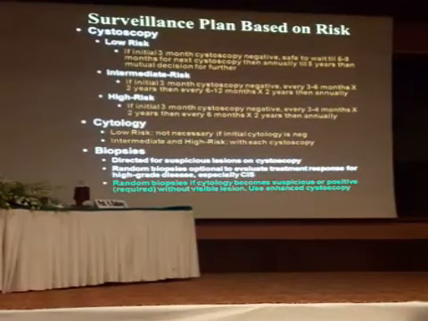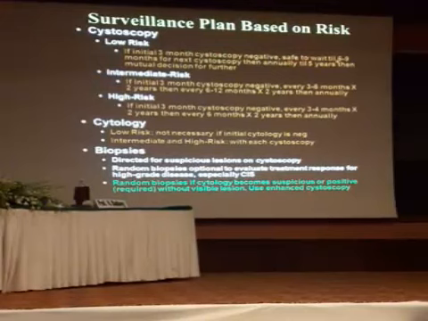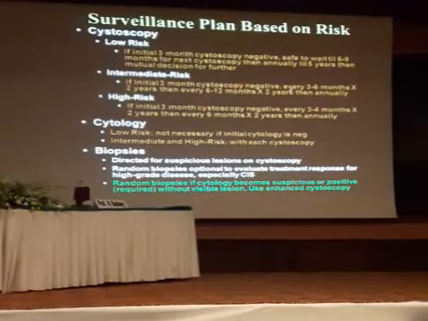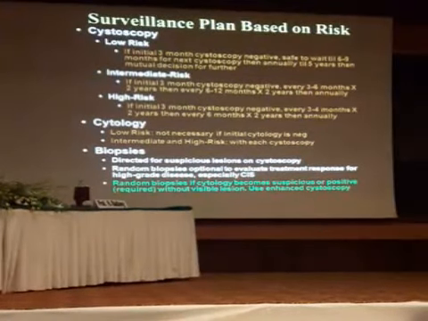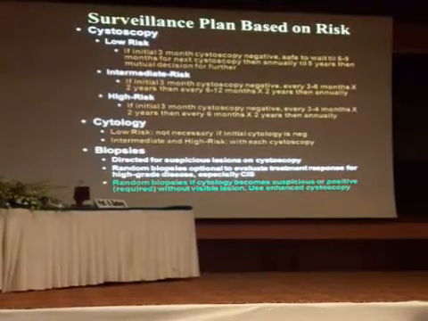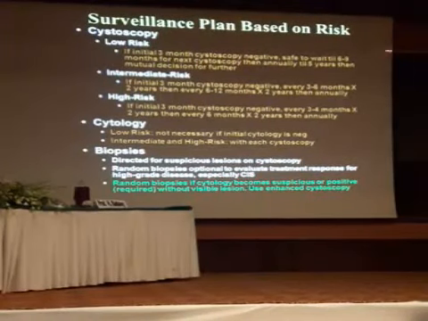It's just a matter of where. So surveillance plan based on risk: low risk, 3-month cystoscopy. If it's negative, you can wait 6 to 9 months before you do the scope again. Intermediate risk, 3-month cystoscopy. If it's negative, every 3 to 6 months times 2 years, then you can space it out after that. High risk. With the high risk folks, I typically take a look every 3 months for the first 2 years and then stretch it out after that.